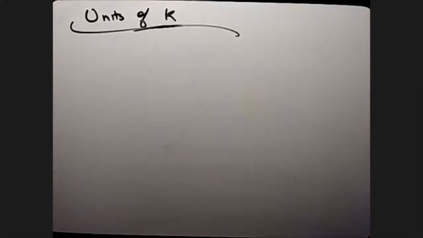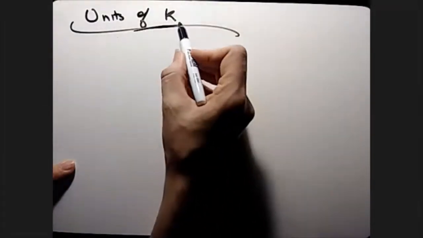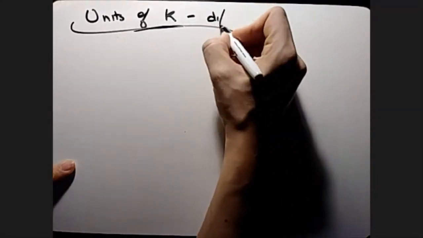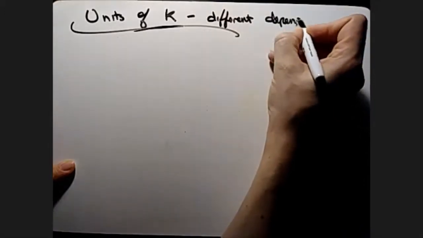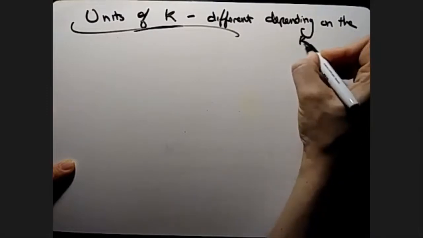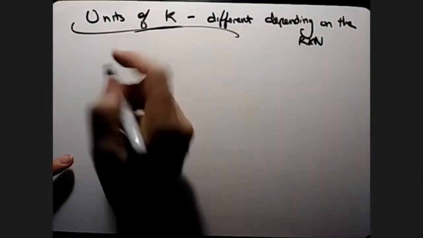So knowing that K is only good for one temperature and only good for one reaction, it's probably not surprising to learn that the units of K, and yes, K does have units, will be different depending on the reaction.